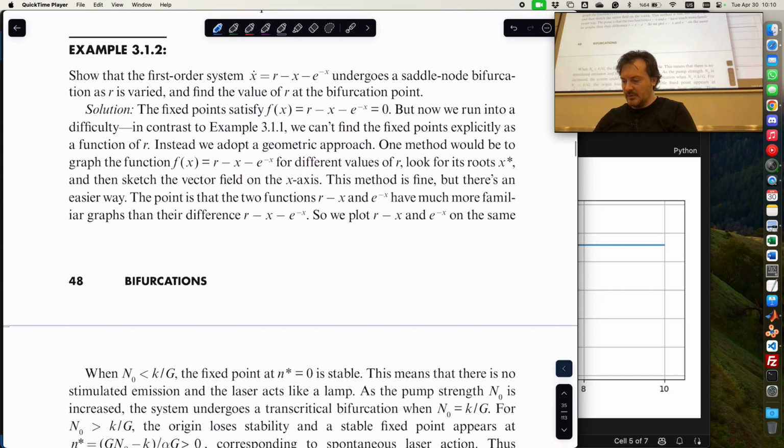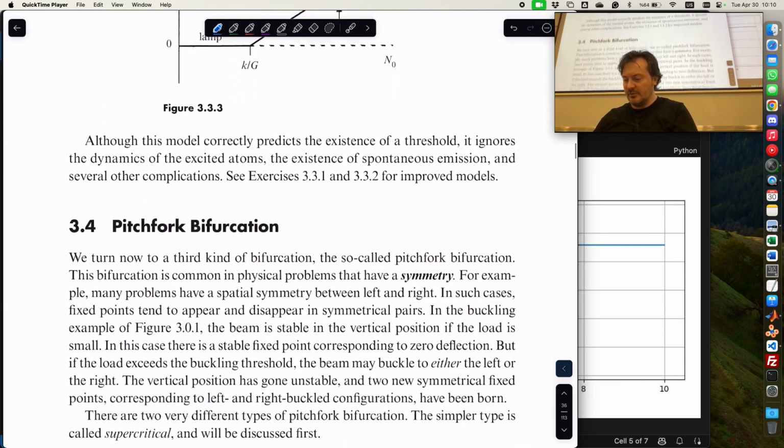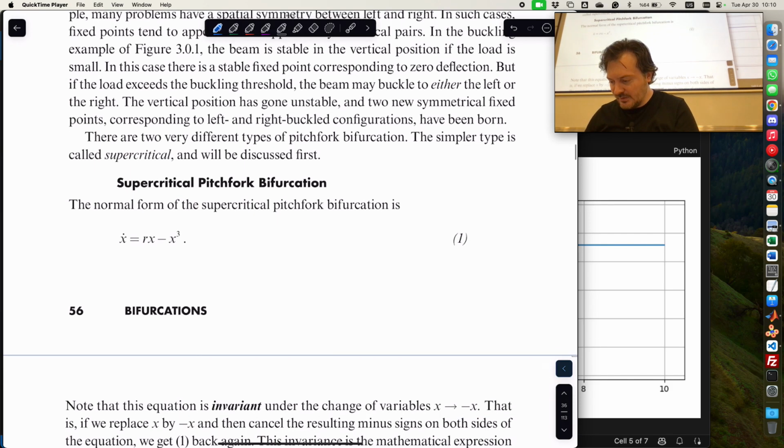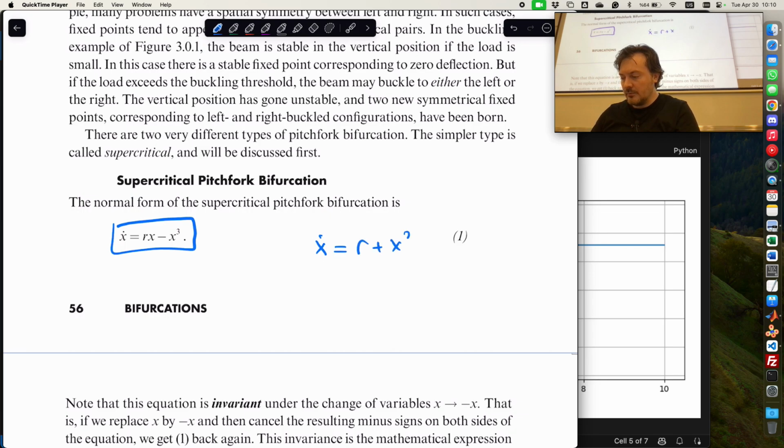Etc. Some laser stuff with bifurcations. Pitchfork bifurcation. We like them, so let's look at them. You see, there is an archetypal equation for them as well. Remember, the other one was something like this. Yeah? This one is different. This one is just r x minus x cubed.